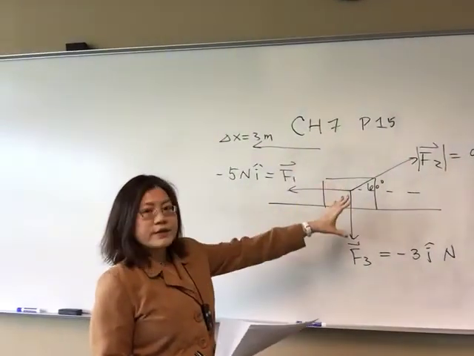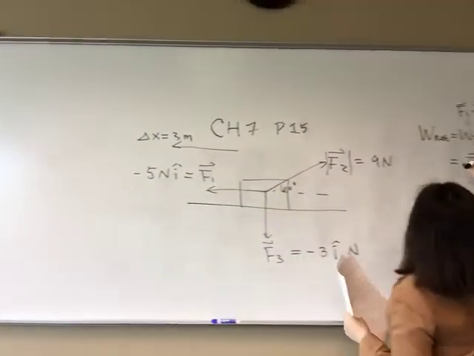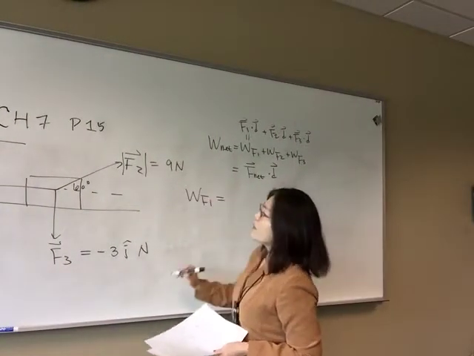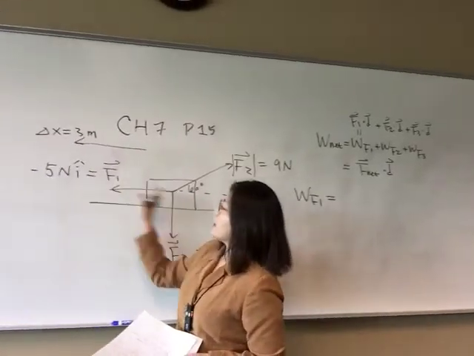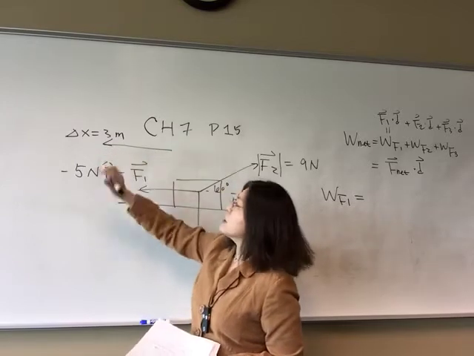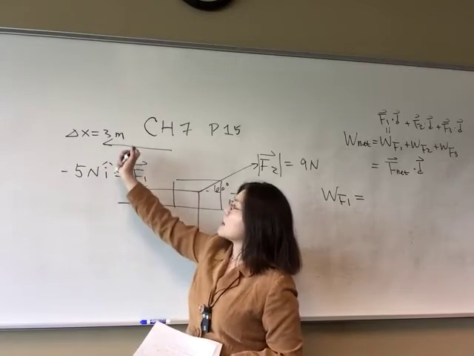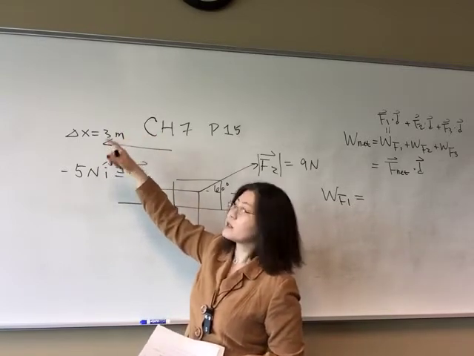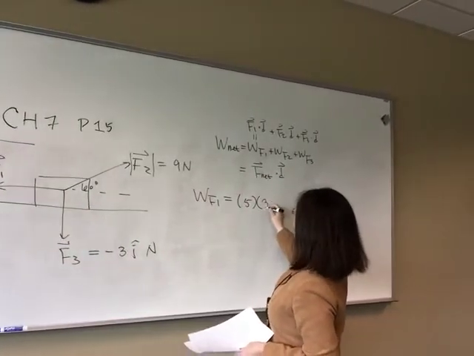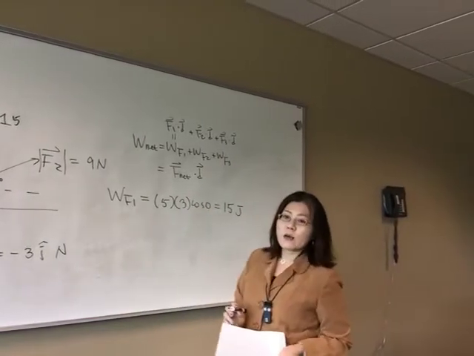Let's do the individual one first, and then I'm going to show you the easiest one. So net work is the work done by F1, F2, F3. Let's see what is the work done by F1. This is the force that's -5, and the displacement is -3. Because they're in the same direction, we can have the force magnitude times the displacement times cosine of 0. So you will have 5 times 3 times cosine of 0, and that gives you 15 joules. So this is the work done by F1.